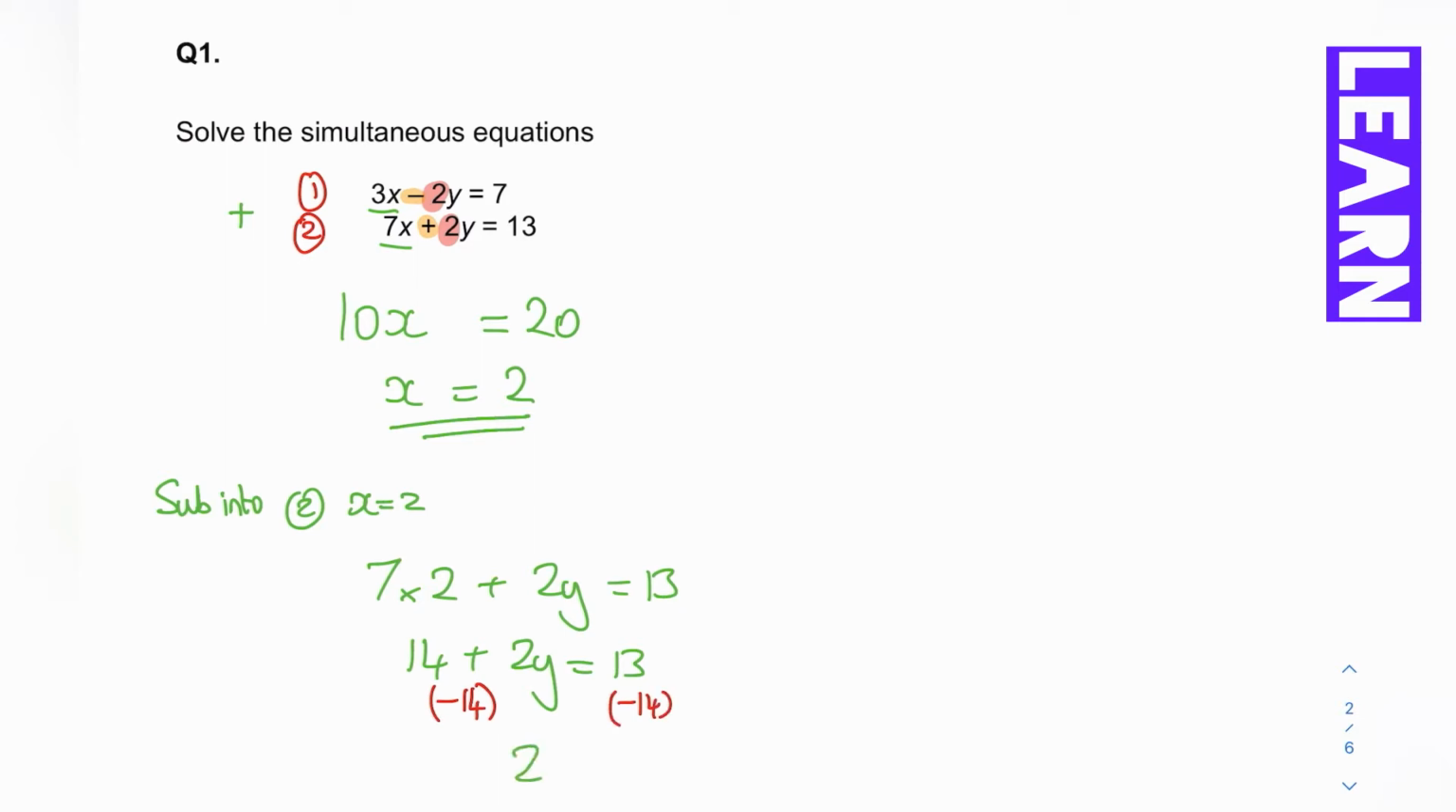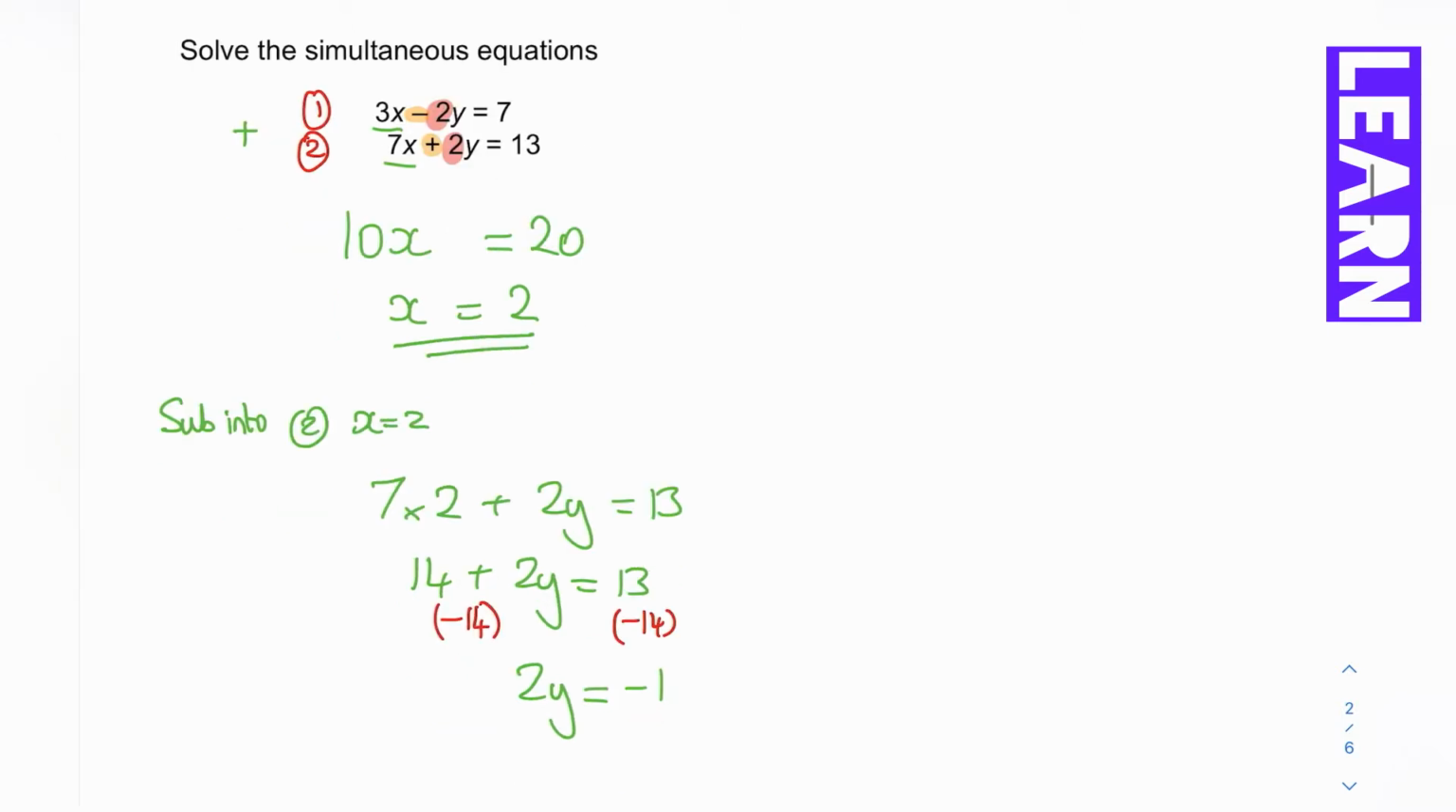That leaves us with 2y is equal to 13 subtract 14, which is negative 1. We can now divide through by 2 to find what y is. So that is equal to negative 1/2 or negative 0.5. This next part you don't need to show in your exam. However, it's always nice to know that you've got the marks.